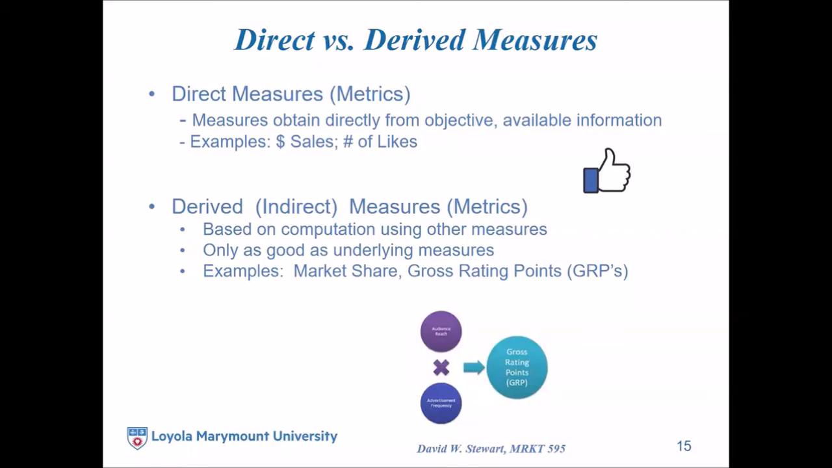Now, the problem with GRPs is that I could expose 1% of households 100 times, or I could expose 100% of households one time, and it's still 100 GRPs.